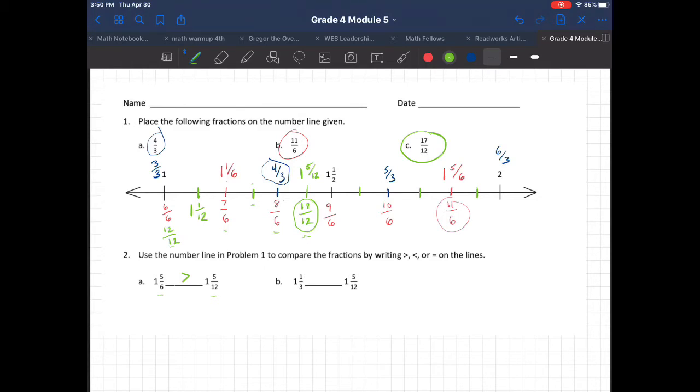Okay, so 1 and 1/3. Remember, 3/3 is 1, so 4/3 is also 1 and 1/3. And then 1 and 5/12, we just found 1 and 5/12. 1 and 5/12 is right here, and it is just a little bit farther along the number line, so just a little bit bigger.